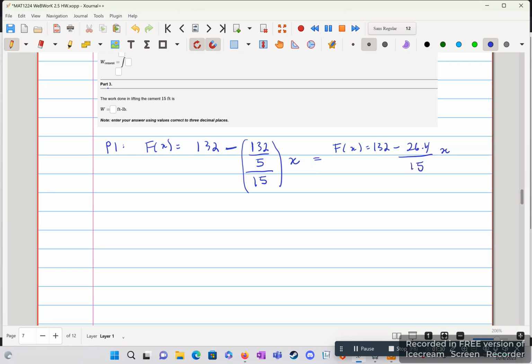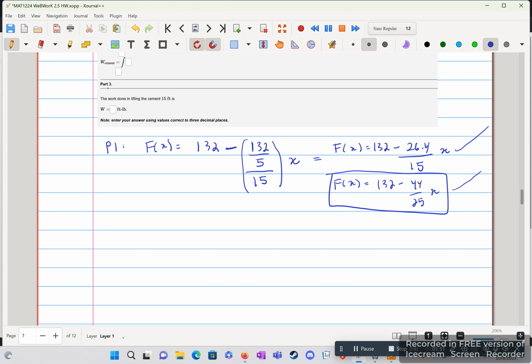x. Unfortunately, in WeBWorK, this question doesn't let you accept decimals, so an equivalent would be f of x equals 132 minus 44 over 25x, and that would be our answer. But both are equivalent and correct.